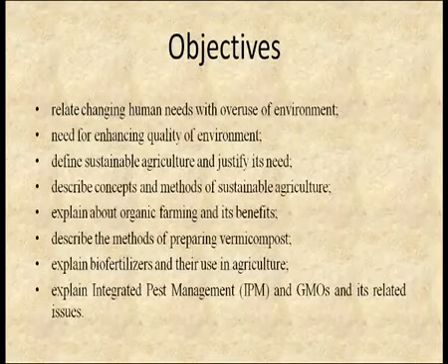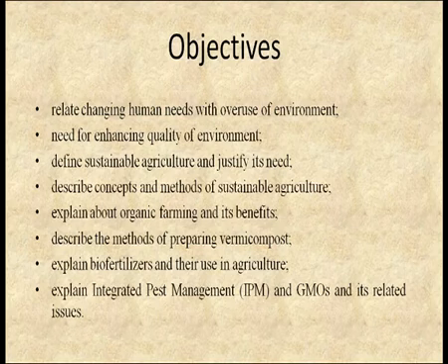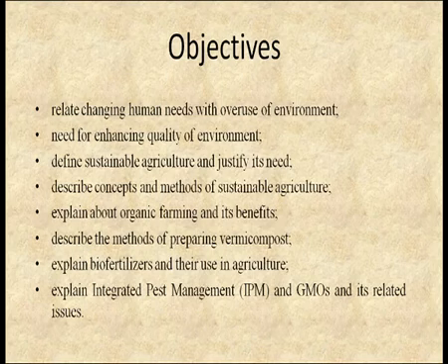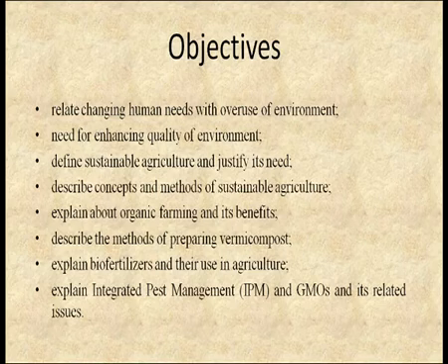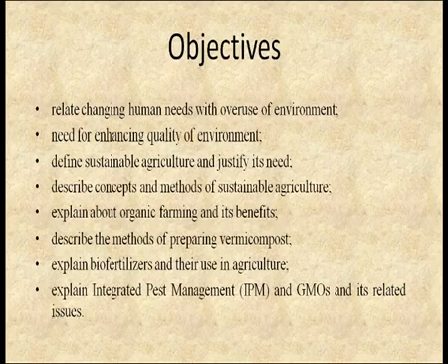Now, come to the objectives of the program: relate changing human needs with overuse of environment, need for enhancing quality of environment, define sustainable agriculture and justify its need, describe concept and methods of sustainable agriculture, explain organic farming and its benefits, describe the methods of preparing vermicompost, explain biofertilizers and their use in agriculture, explain integrated waste management and GMOs and its related issues.